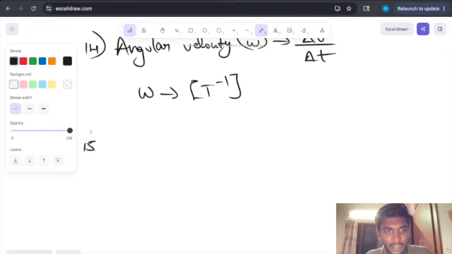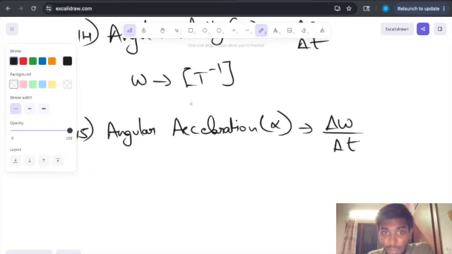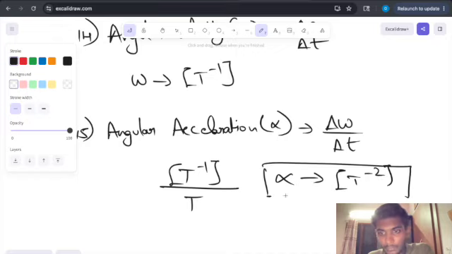Okay. Then I have angular acceleration, which is alpha. This is del omega by del t. I know omega is T inverse. Divided by T, therefore I'll put T over here. From this I get angular acceleration's dimension to be T raised to the power minus 2.